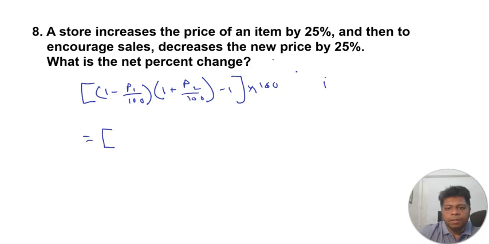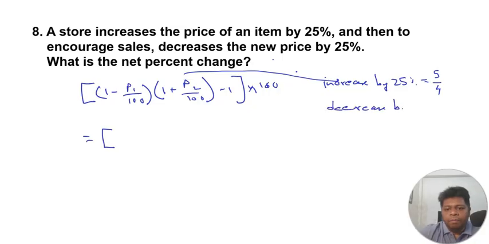So if it is an increase by 25%, I'm computing this one completely over here. Okay, increase by 25%, then it will be 5 by 4, and decrease by 25%, it will be 3 by 4. Okay, like that.